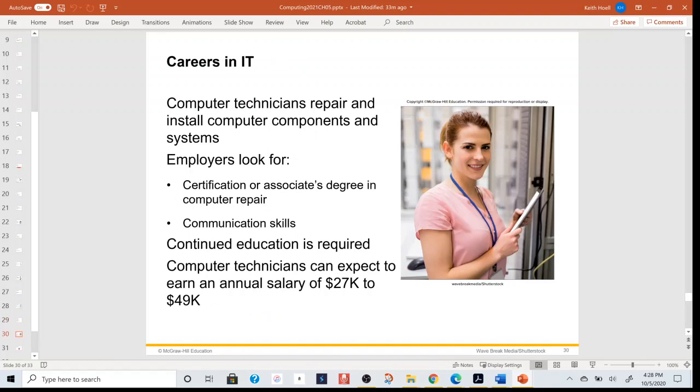Careers in IT. If you want to learn more about this, you can look to become a computer technician who repairs computers. Something that employers will look for is at least an associate's degree in computer repair or certification. Something you may want to look at is the CompTIA A+ certification. You can do a Google search for A+ certification if you want to learn more about how you can get a certificate that proves that you know how to troubleshoot and repair computers.